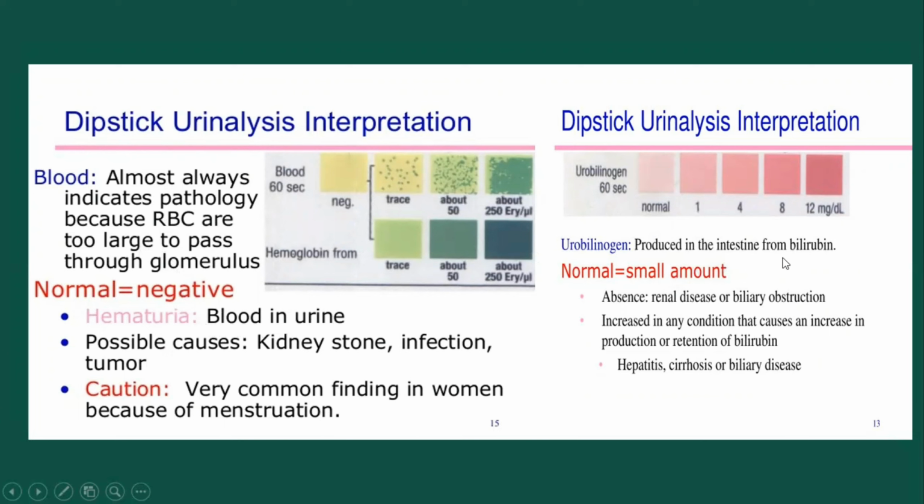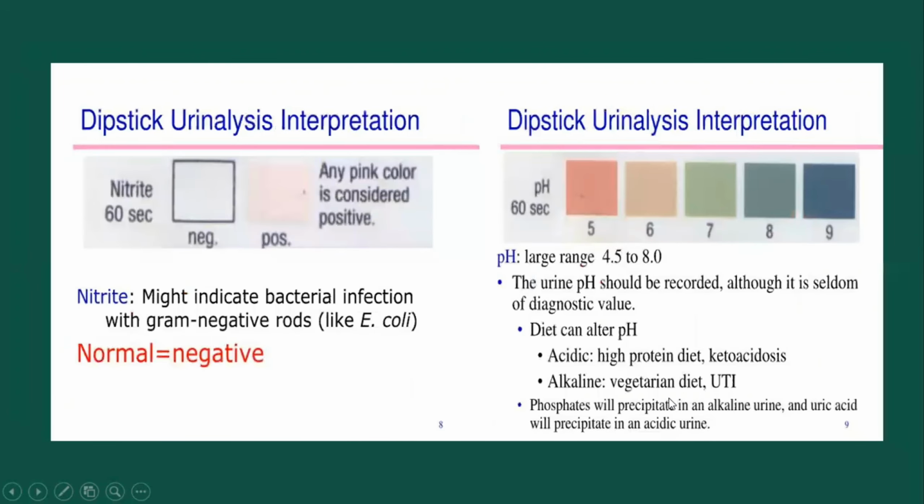Urobilinogen is produced in the intestine from bilirubin. Normally a small amount is present, and absence indicates renal disease or biliary obstruction. It is increased in any condition that causes an increase in the production or retention of bilirubin: hepatitis, cirrhosis and biliary disease.